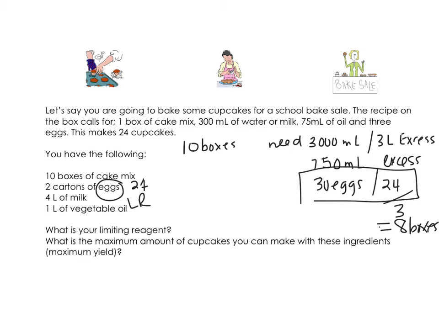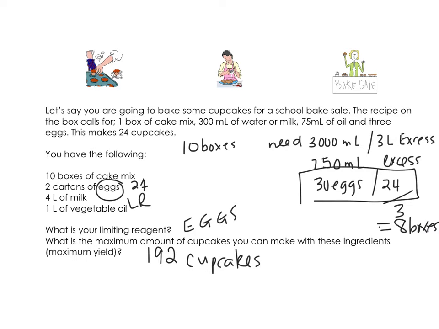So it says, what is the maximum amount of cupcakes you can make? What's the maximum yield? It's not 240, because I can't make all 10 boxes. I can only make 8. So 8 times 24 is 192. So I can make 192 cupcakes with the ingredients that I have on hand. Eggs limits how much we can make, and the maximum amount we can make is how much we make at the point that our limiting reagent runs out.